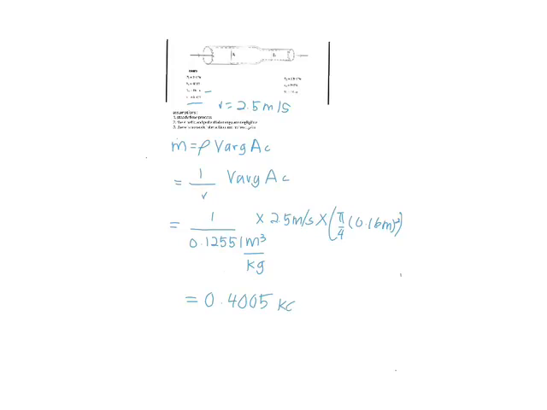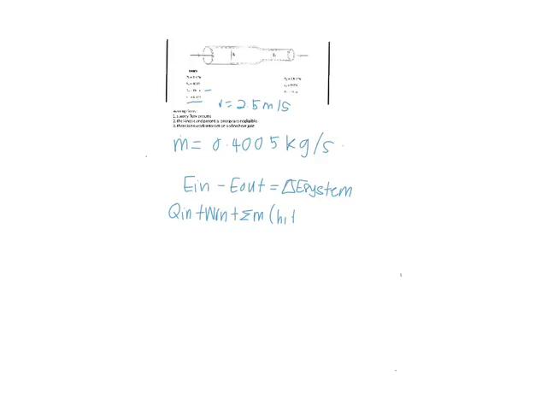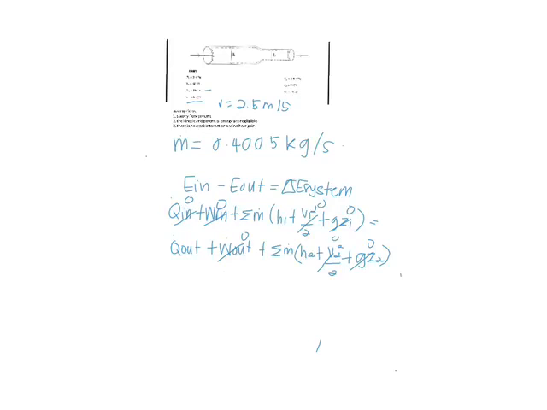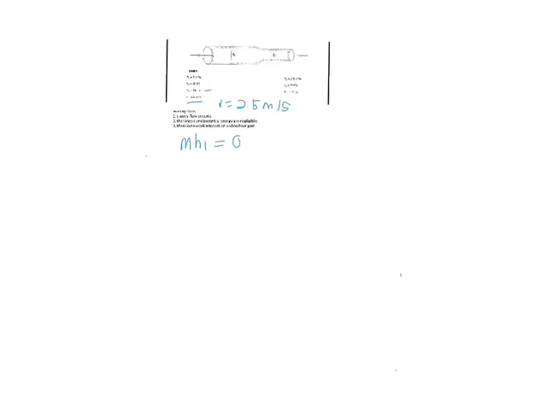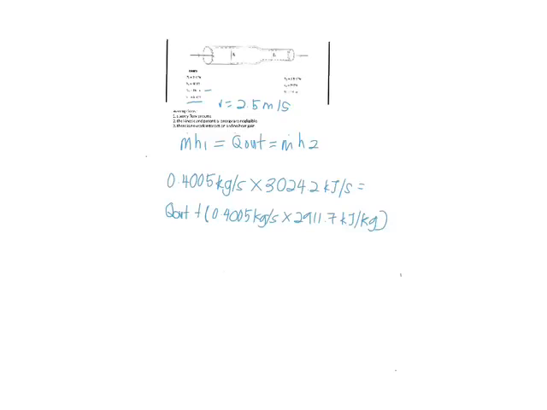Now we have all the needed values, we can calculate the rate of heat transfer. And we will get that rate of heat transfer is equals to 45.1 kilojoule per second.